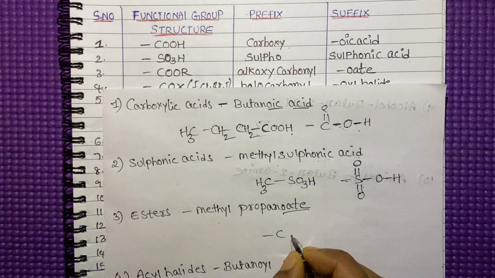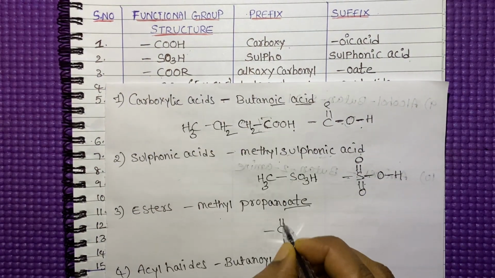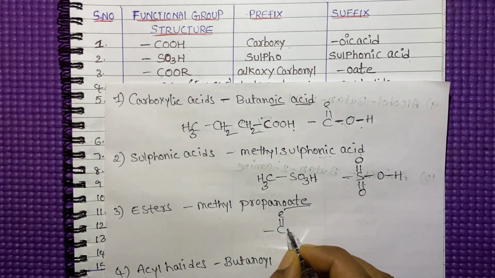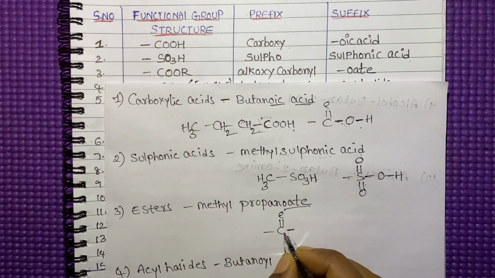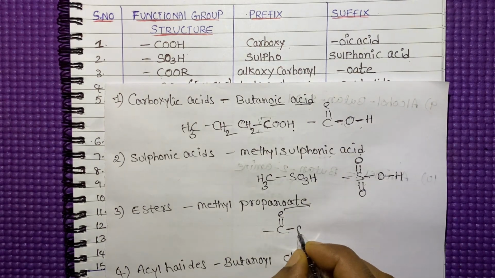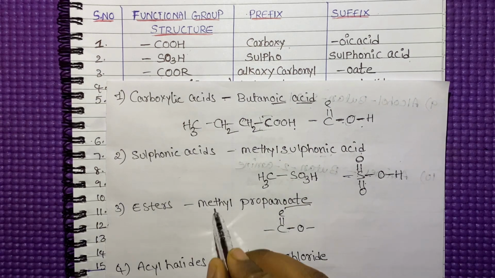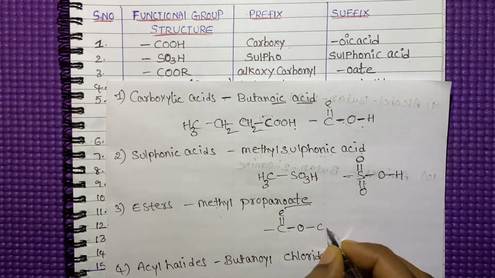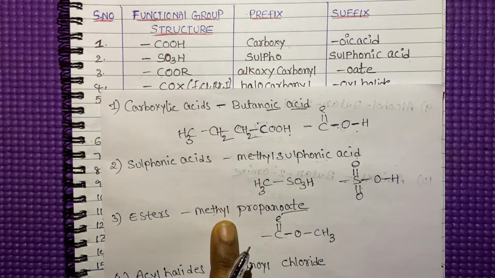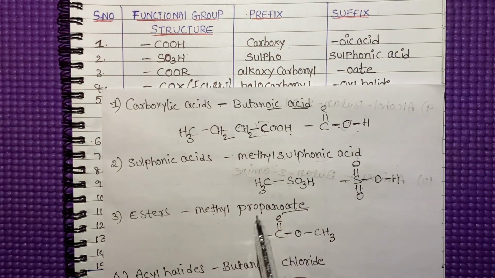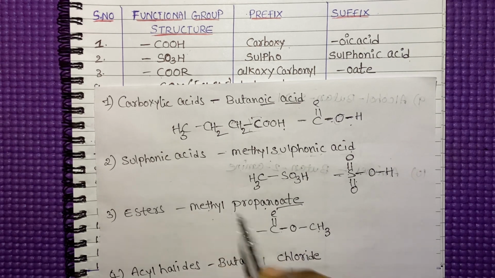COOR. C, 2 oxygens are there, so double bond O. Again one bond. If you keep again a double bond O, the carbon will get 5 bonds. So one bond with oxygen, another bond with R, meaning alkyl group. Here they gave methyl group, so we have to use CH3. CH3, methyl propanoate.